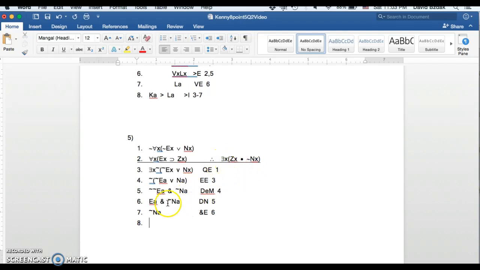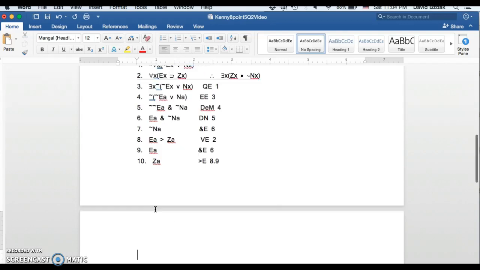To get Z, where is Z here? There it is. So we need to do this: EA then ZA by universal elimination of 2. And we need to get EA by itself by conjunction elimination of 6. Now we get ZA by conditional elimination of 8 and 9. Okay, so we need to put those two together. So ZA conjunction not NA, that's conjunction introduction of 7 and 10.